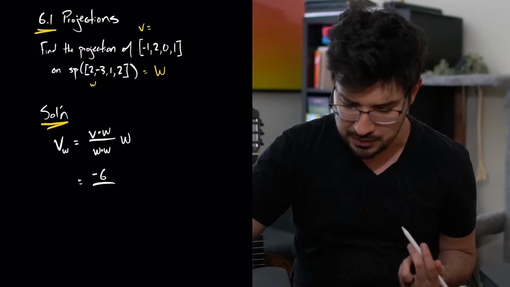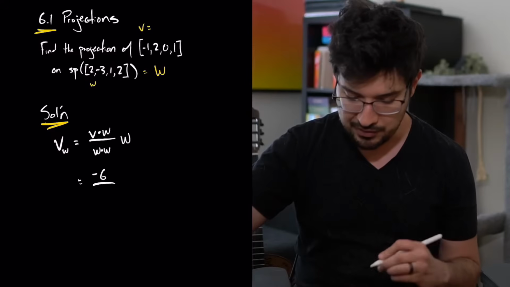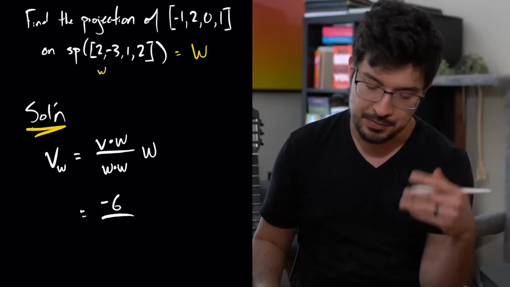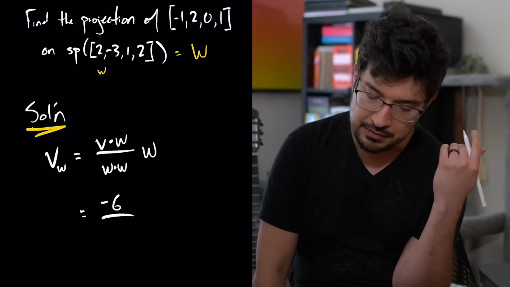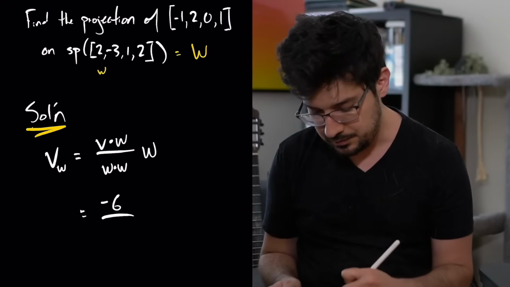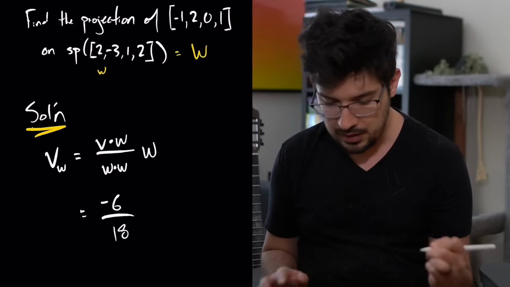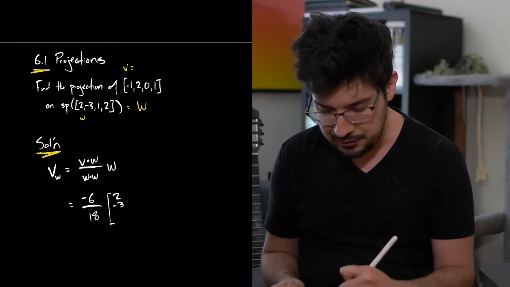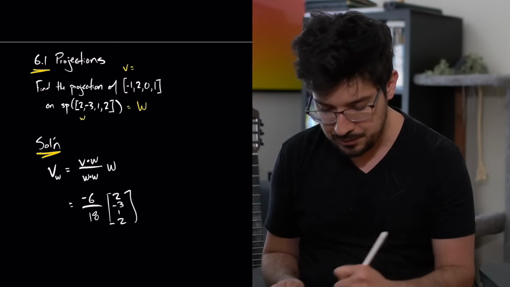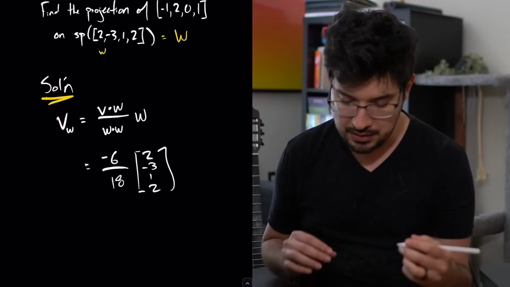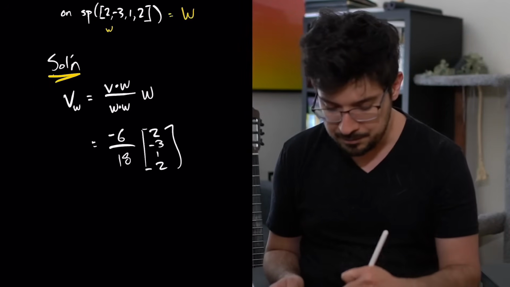Okay, so dot product of those, let me double check that. Negative 2, negative 8, yeah, negative 6, that's correct. And then the dot product of w with itself is 4, 13, 14, 18. And then times the vector w, which I will write now as a column vector: 2, negative 3, 1, 2. So this is negative 1/3 of w.